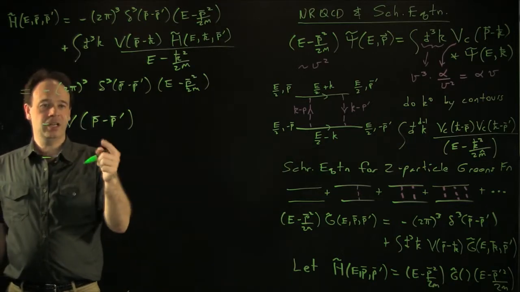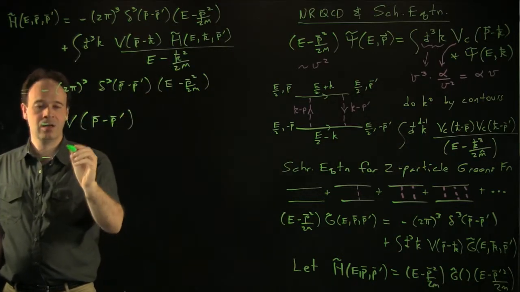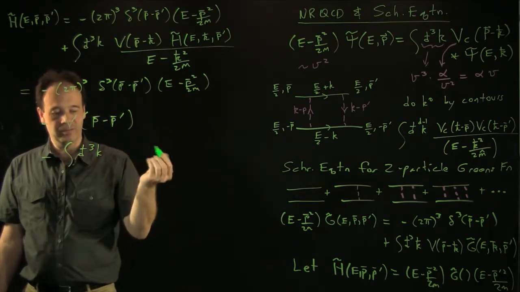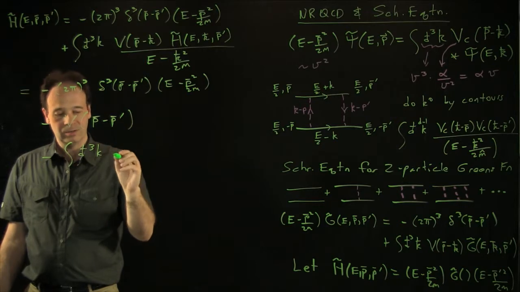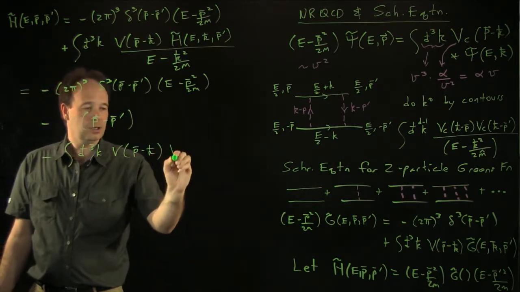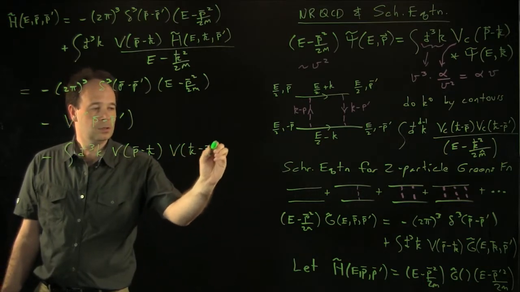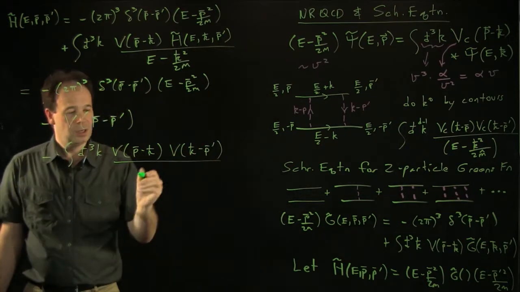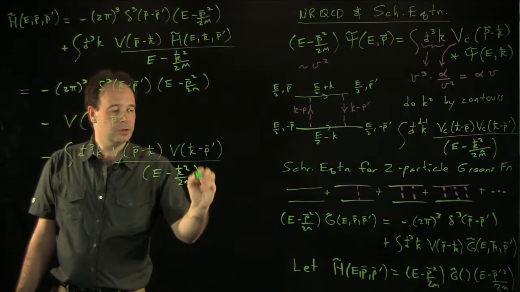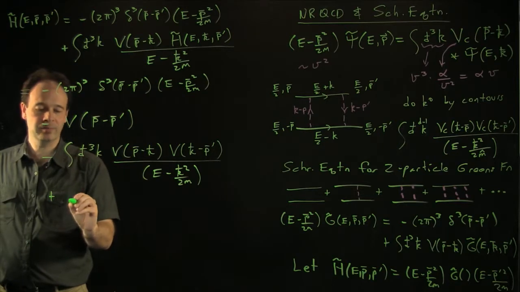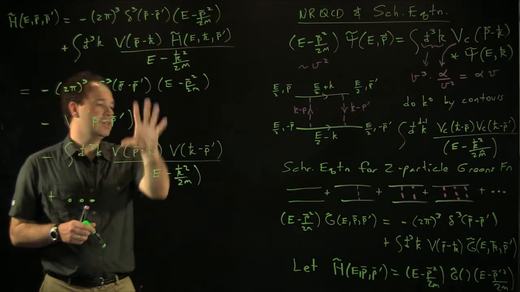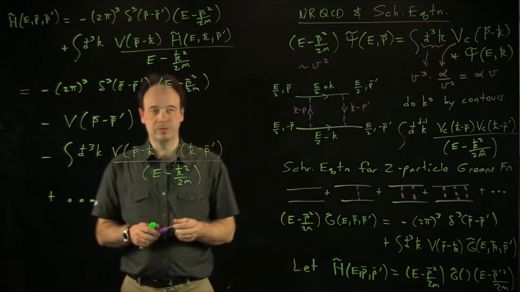And then if I keep iterating it again, I'm now sticking the potential back in. And it's at this order that I see what we had over there. So when I stick this back in, I have my potential, and then another potential, which of course is symmetric in its argument, and then E minus k squared over 2m. And then I could keep going and keep improving the iterative solution. And this has a one-to-one correspondence with the diagrams we drew over there.